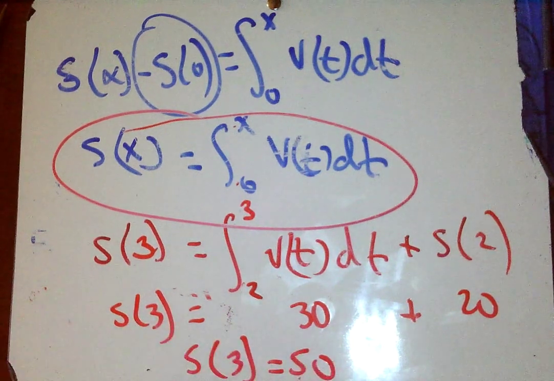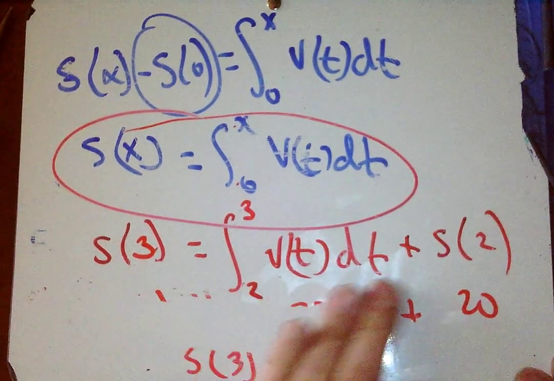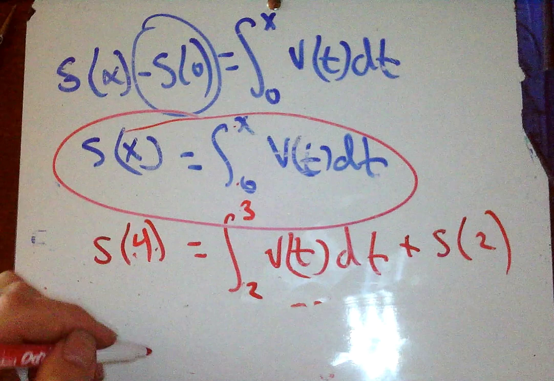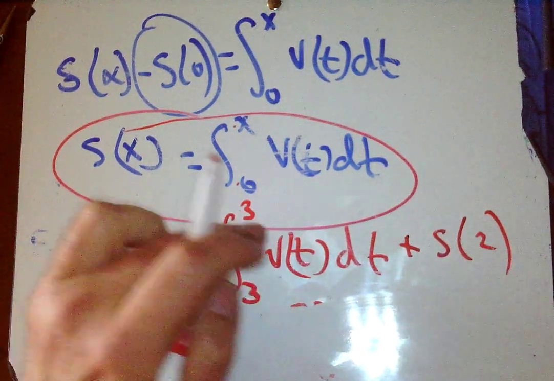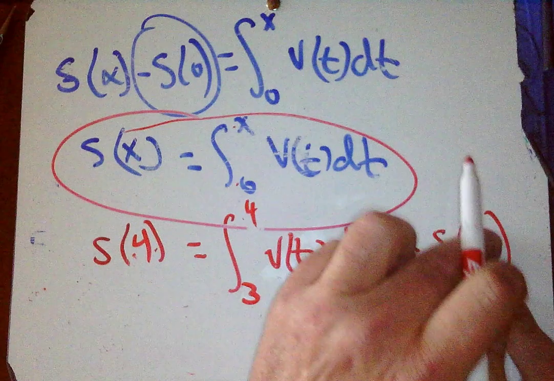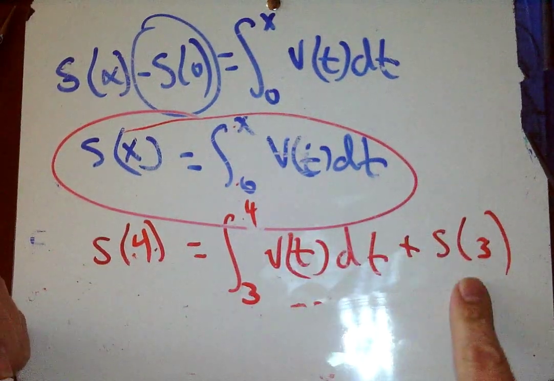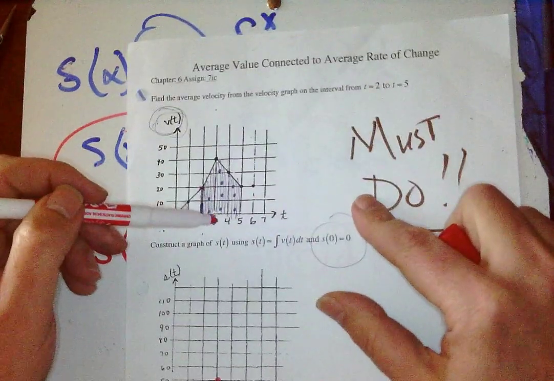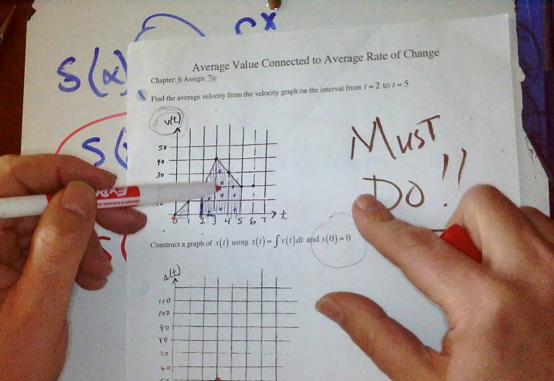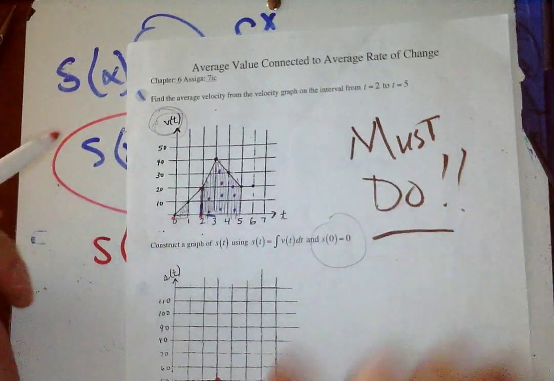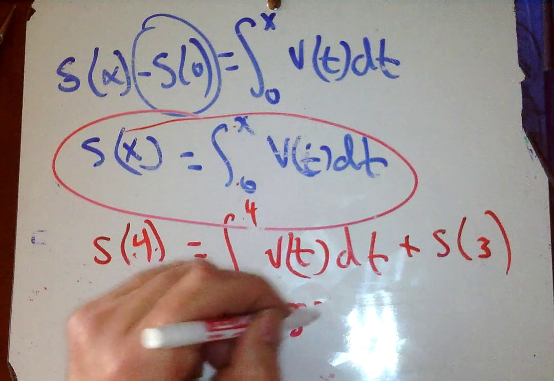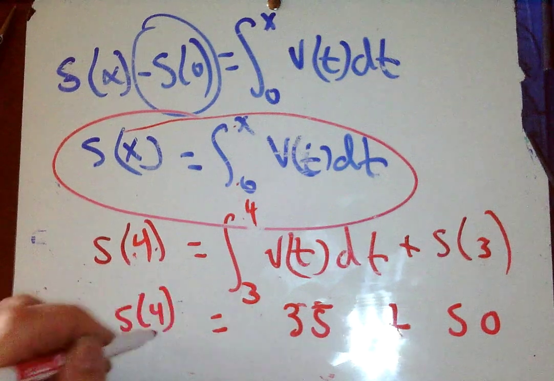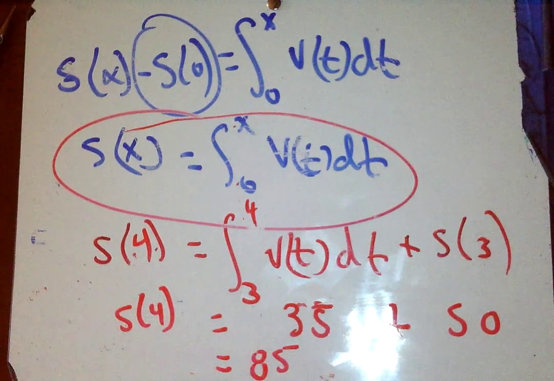Okay, great. Now, let's say we want to find S of 4. Well, S of 4 is going to be the integral from 3 to 4 plus S of 3, right? Add that previous amount to the next strip. My next strip goes from 3 to 4. 1, 2, 3.5, or 35. So this is 35, this was 50, and I get S of 4 is going to be 85.